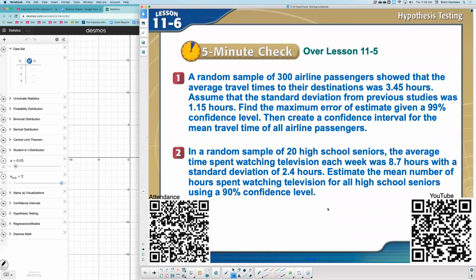Welcome. Let's take a look at lesson 11.6, which is hypothesis testing. But before we do so, let's review what we just learned about with confidence intervals.